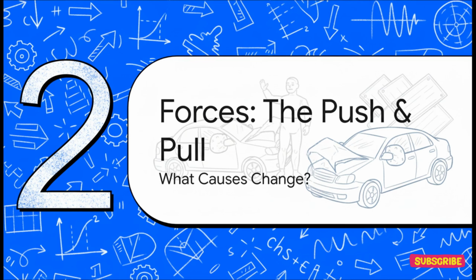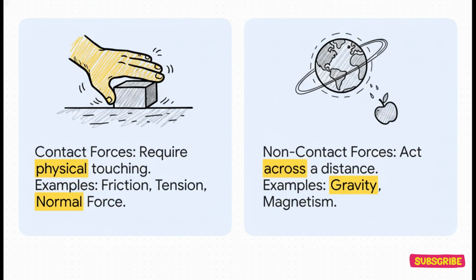Okay, so we've got the language down for describing motion, but why does anything move in the first place? What makes an object speed up, slow down, or turn a corner? The answer to that question is the hero of our next section, force. Turns out, forces pretty much come in two main flavors. You've got your contact forces, things that require physical touching, like the friction between your shoes and the floor. And then you have the mysterious, almost magical non-contact forces, like gravity, that can pull an apple from a tree without anything touching it at all.